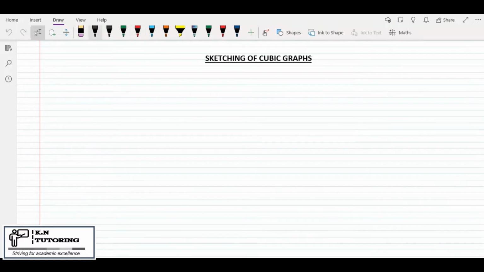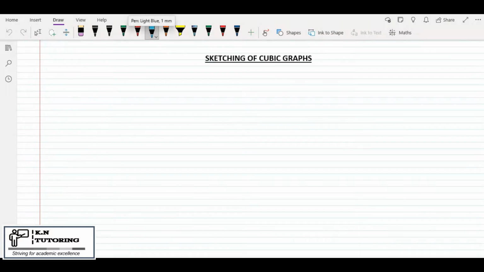Let me get a pen. We will be sketching graphs, so the key concept there is sketching. We are not plotting, we are sketching. We are looking at a rough sketch of what the graph looks like. When we say sketch, we don't want you to draw it to scale, but the shape and the parameters of that particular graph must make sense.